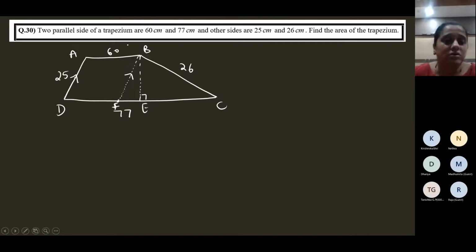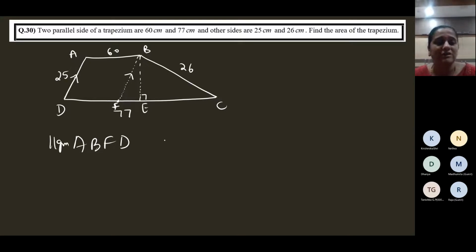So now we have two plane figures: ABFD, which is a parallelogram, and triangle BCF. Now, how can we say that ABFD is a parallelogram? Because ABCD is a trapezium, we already have AB parallel to DC, which means AB is parallel to DF also.